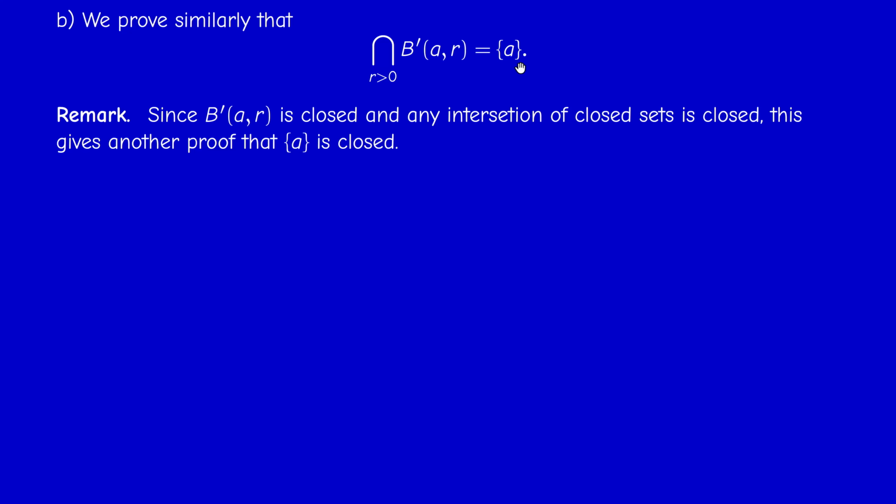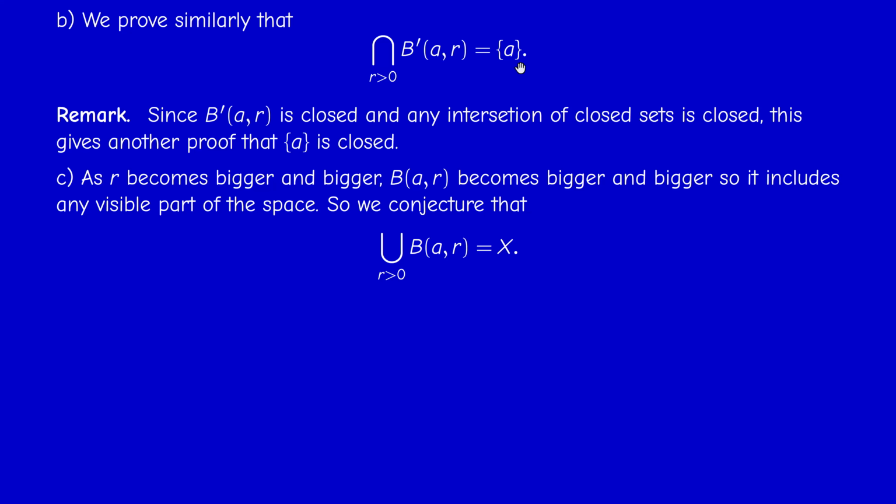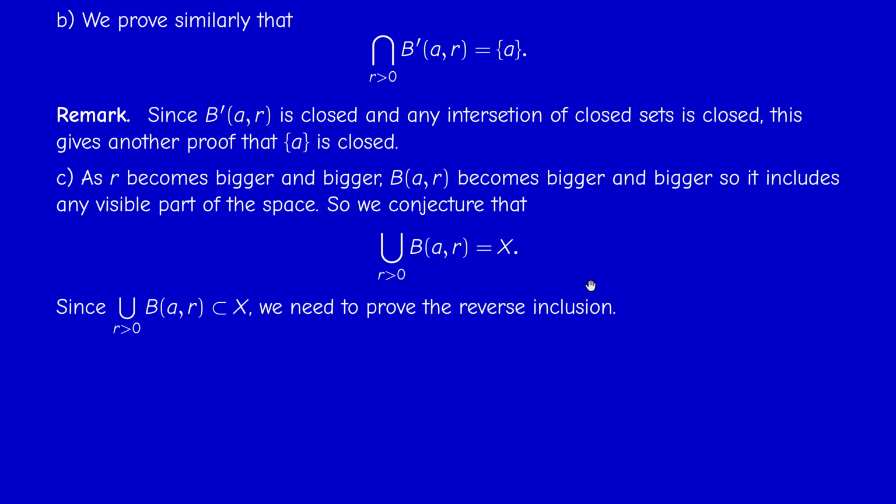Okay, third identity, union. Try to draw an increasing collection of balls with the same center. Intuitively, when the radius becomes bigger and bigger, the ball covers a bigger and bigger part of the space. So we conjecture that the union is the whole space. How do you prove that? Double inclusion. One inclusion is trivial because B(A,R) lives in X, so the union is in X. So trivial.